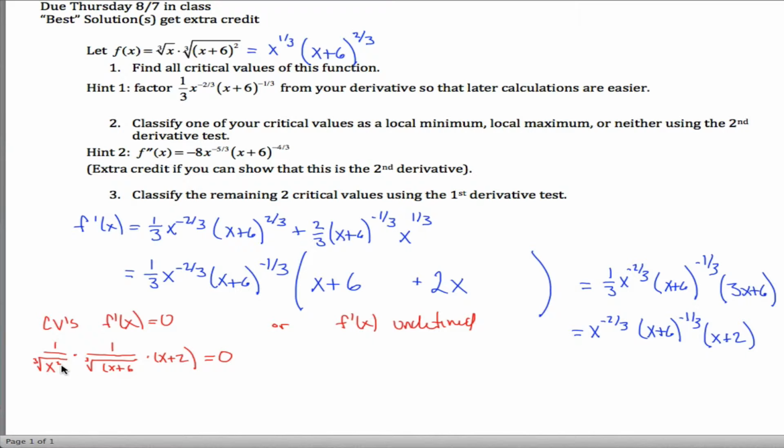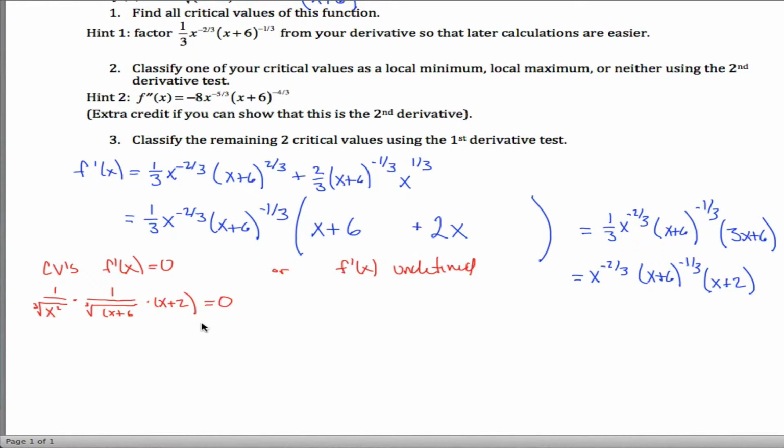I want to know, when does this times this times this equal 0? Well, a product of things equals 0 when any of the things in the product are 0. What I'm saying is if this thing right here is 0, 0 times anything is 0. So if this is 0, or this is 0, or this is 0, I get a critical value of this type where f prime of x equals 0.